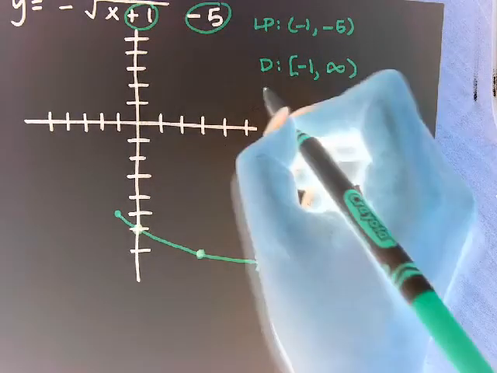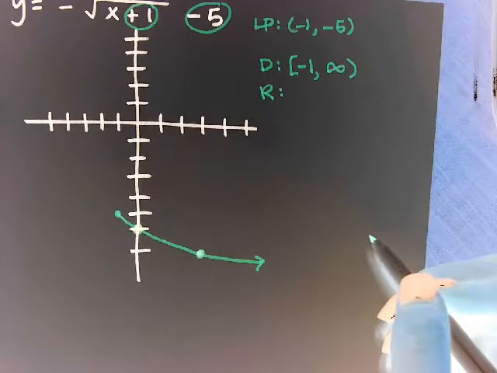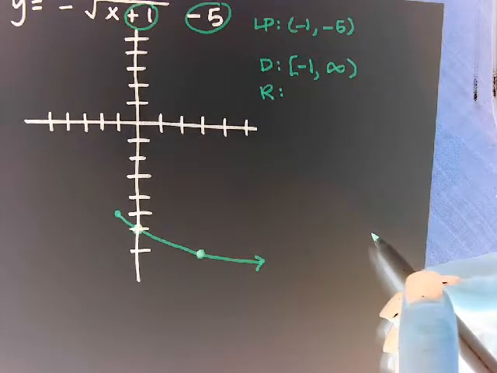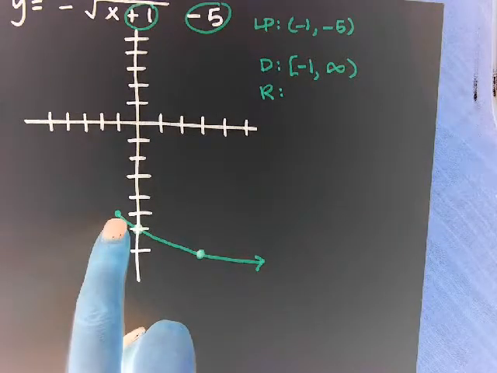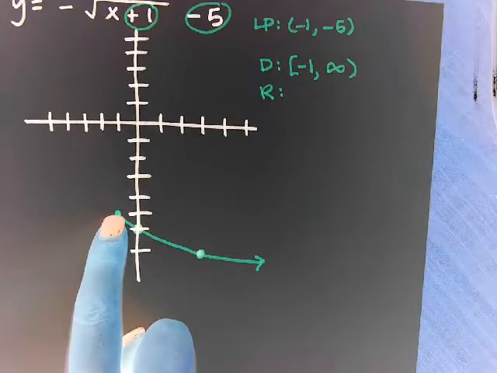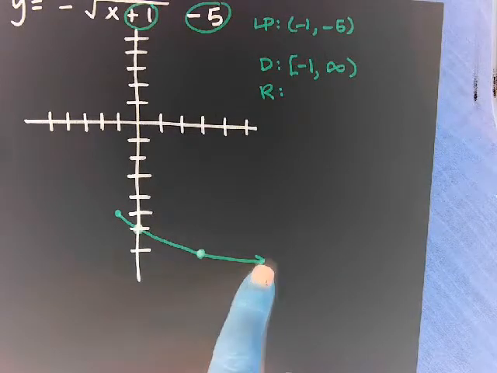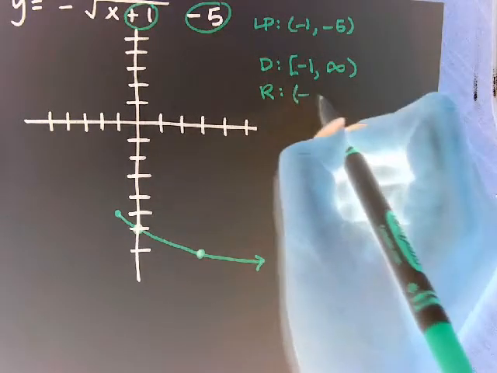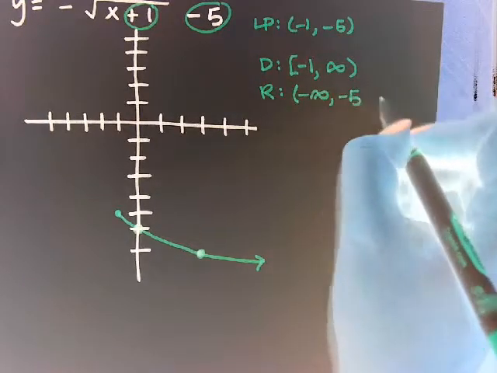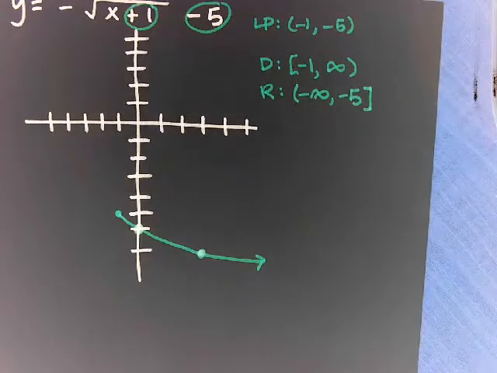Okay, what about the range? How far down does it go? How far up does it go? Does it go up forever? So -5 is the very highest it goes. What's the very lowest it goes? Negative infinity. Which one of those do we write first? We go down to up. Yeah, we do smallest number to biggest number, so we go down to up. So down would be negative infinity. The highest up that it goes is -5, and then we put a bracket around -5 because that's an actual point that we have.